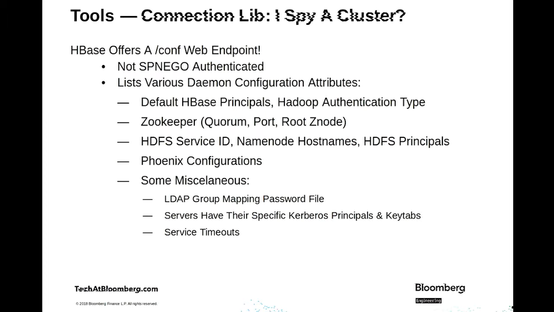They list various daemon attributes, though, and some key things that they do are kind of those default HBase principals. Your master has to have a default one for your region servers. Your region server has to have a default principal for your master. These types of things are very helpful. Your Hadoop authentication type, is this a Kerberized cluster? The Zookeeper quorum for that cluster, as well as the root znode, if you happen to be running multiple HBases on a single cluster. Your HDFS service ID, name node, and principal. So that way, I can actually write to HDFS if I'm doing a bulk load or something like that.